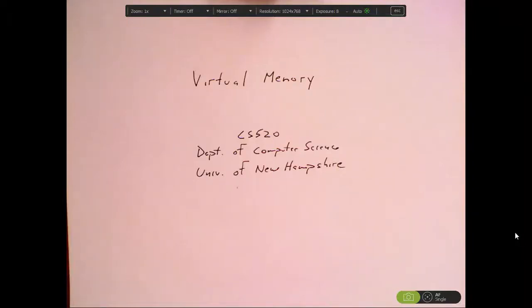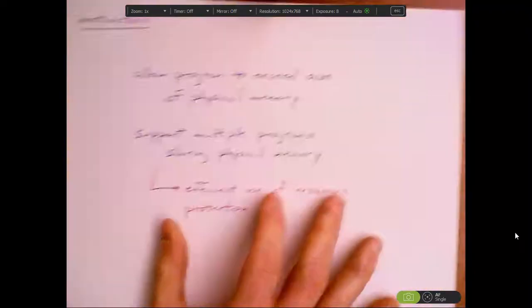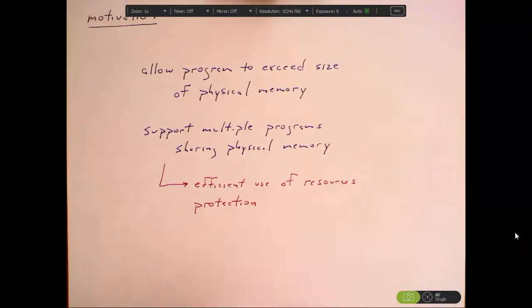Welcome back to CS 520. In this session, I want to talk about virtual memory. Motivation for virtual memory is to allow programs to exceed the size of physical memory.